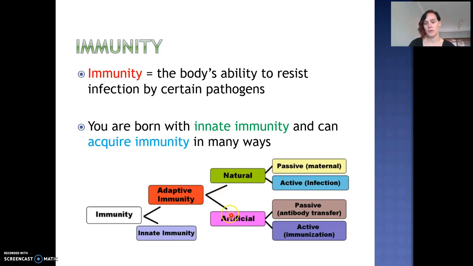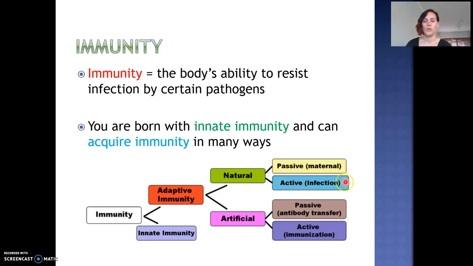We have two ways of doing that. We have a natural way and an artificial way. In our natural way, firstly, passively through something like breast milk. If you're getting those antibodies through maternal breast milk, then that's going to add to your system. Once you stop breastfeeding, obviously you're not going to get any more.